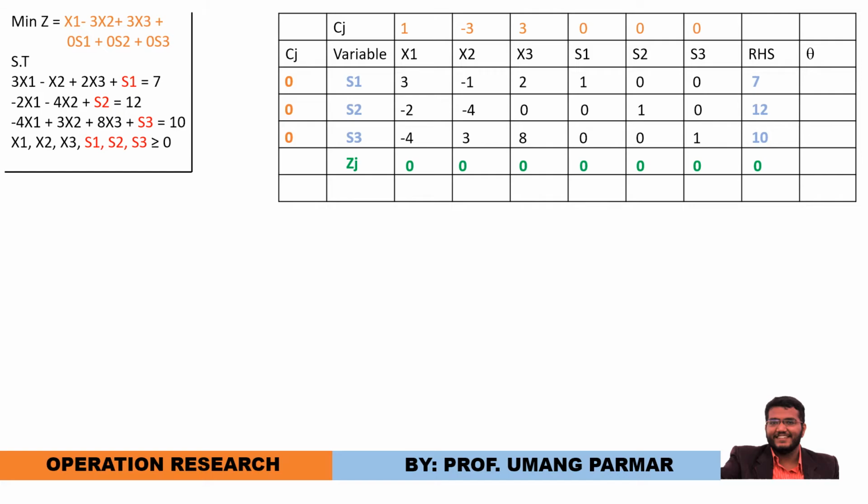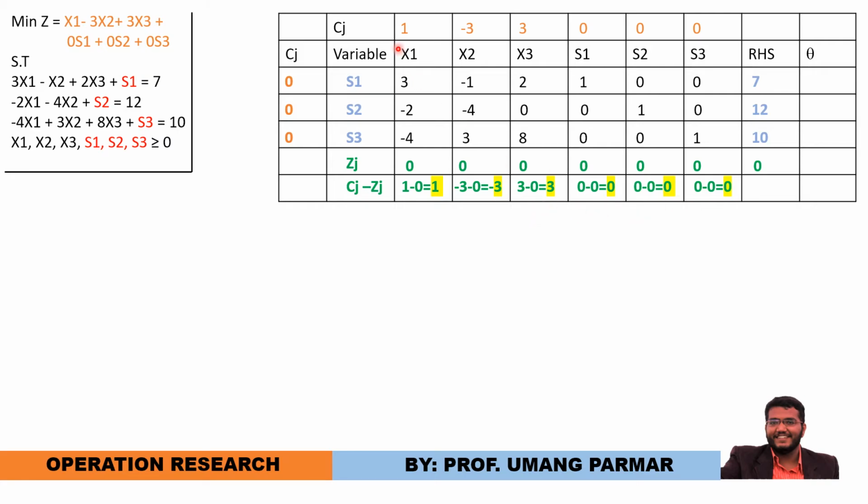Our next task is to find out the value of Cj minus Zj. So for finding out the value of Cj minus Zj, we are just simply subtracting this 1 minus 0. So we are getting the answer 1. Same way we are subtracting minus 3 minus 0, so we are getting the answer minus 3. So for other columns we are getting 3, 0, 0 and 0.